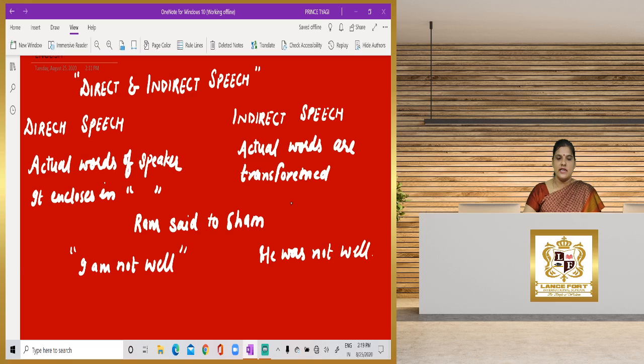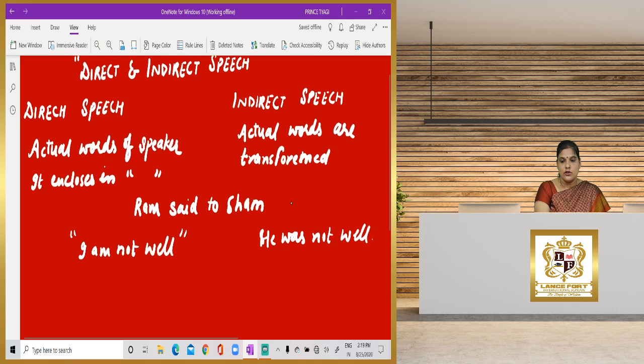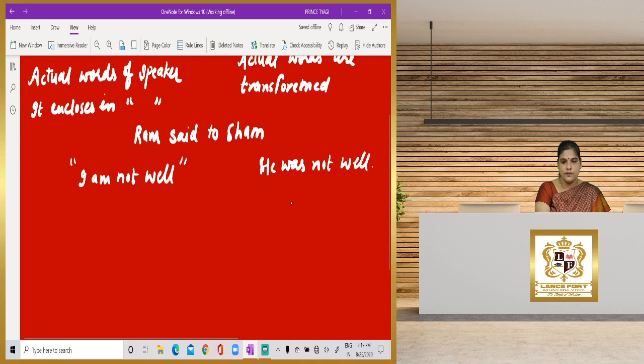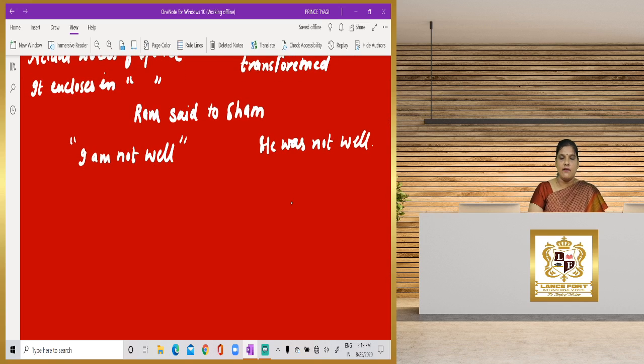Now as you can see, the actual words I have enclosed with inverted commas. But when I change into indirect speech, I just write he was not well. So how did I change it? Basically, whenever we change direct speech into indirect speech, we have to follow 5 basic rules of direct and indirect speech. So first rule is rule number 1.